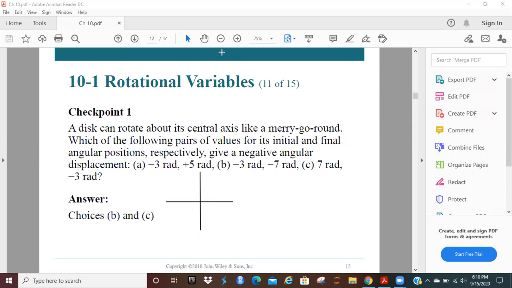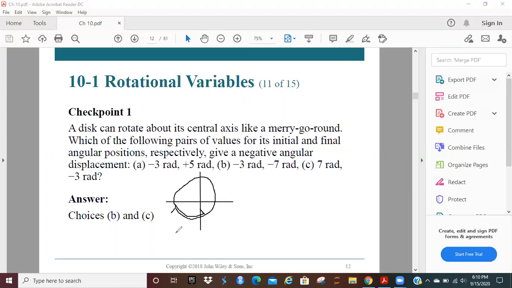Let's just try this. We start here at around -3 radians, and we're going to rotate around to about 5 radians, which means we're going to go spinning around, and I'll come in a little bit to show you around to here. So we started here, ended here. If we're looking at negative angular displacement, we're actually moving in the counterclockwise direction, which is going to be considered positive. So part A here is not going to qualify.